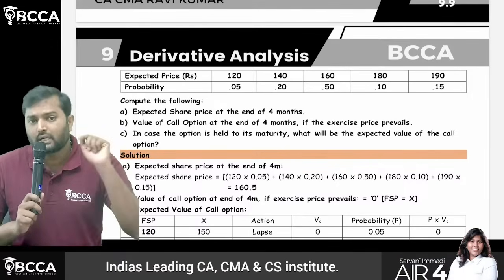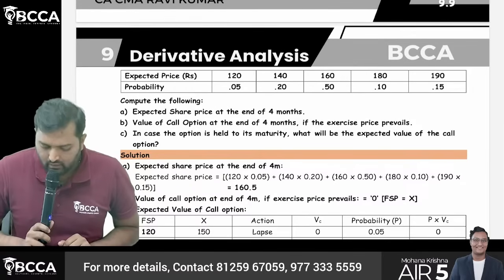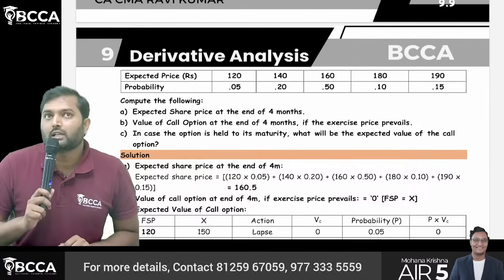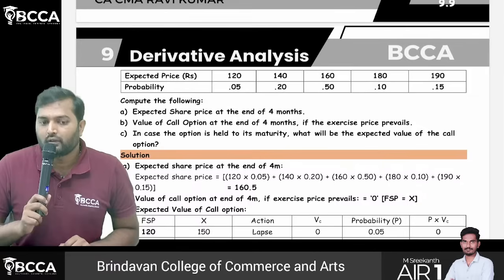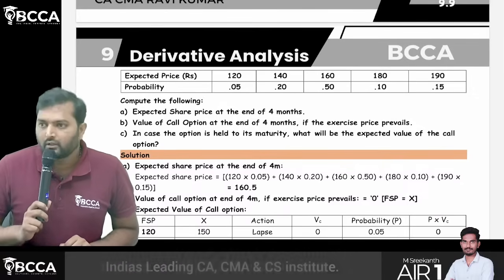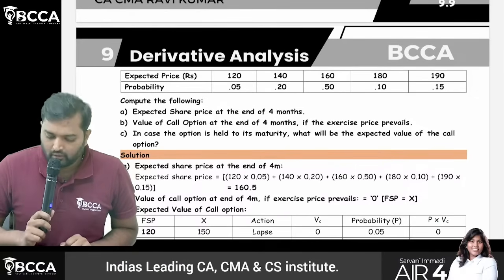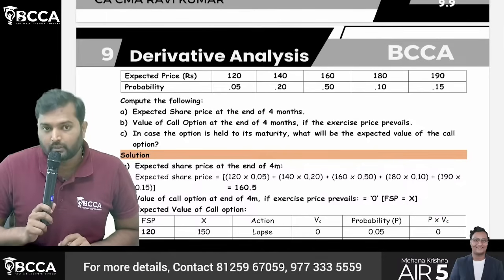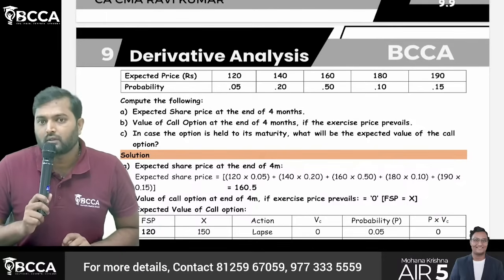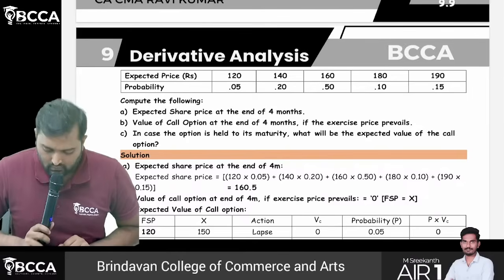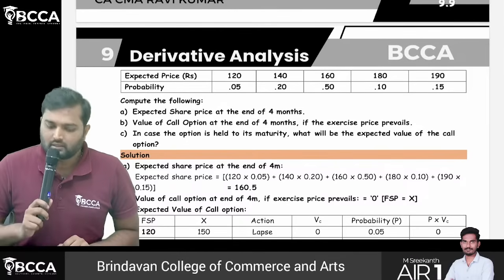What's the first one? They are asking you to find out the expected share price at the end of 4 months. How can we get expected share price at the end of 4 months? By doing a weighted average. So 120 into 0.05 plus 140 into 0.2 plus 160 into 0.5 plus 180 into 0.1 plus 190 into 0.15. So 160.5 is the answer.